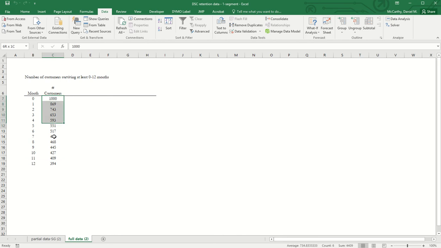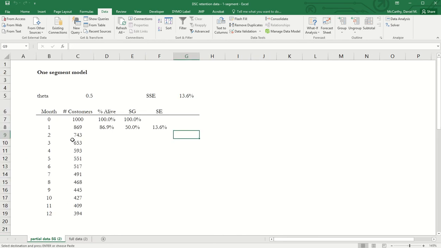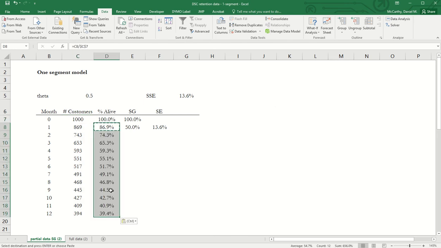So what we're going to do is take this data and port it over to this tab over here. I just copied and pasted it. And the first thing that we're going to get is the percent of the cohort that's still alive in subsequent months. So this is saying that 39.4% of the customers 12 months after they've been acquired are still with the firm.